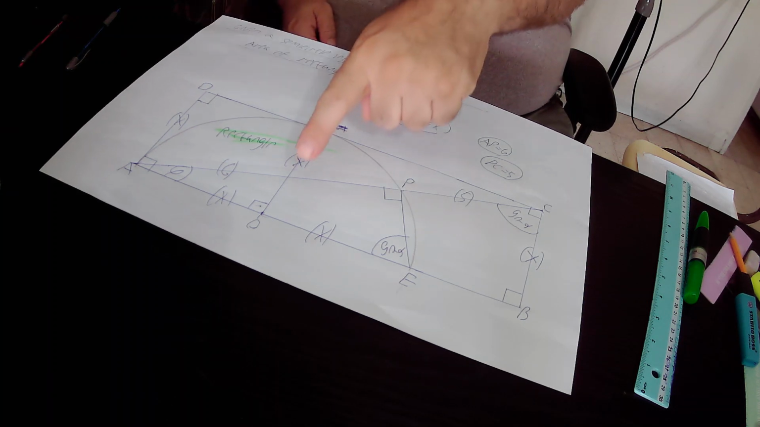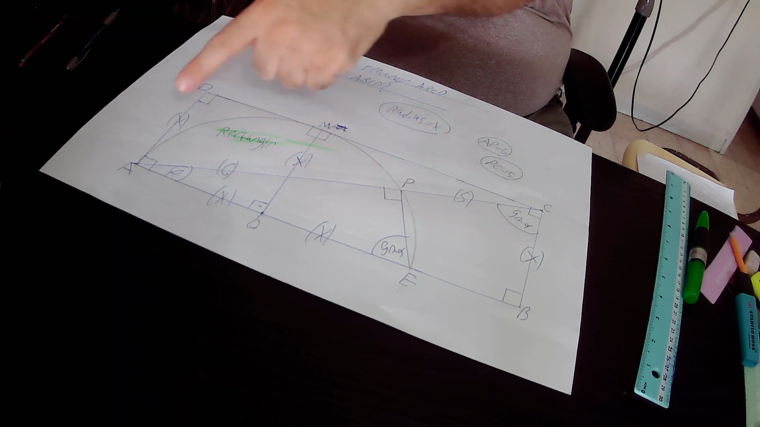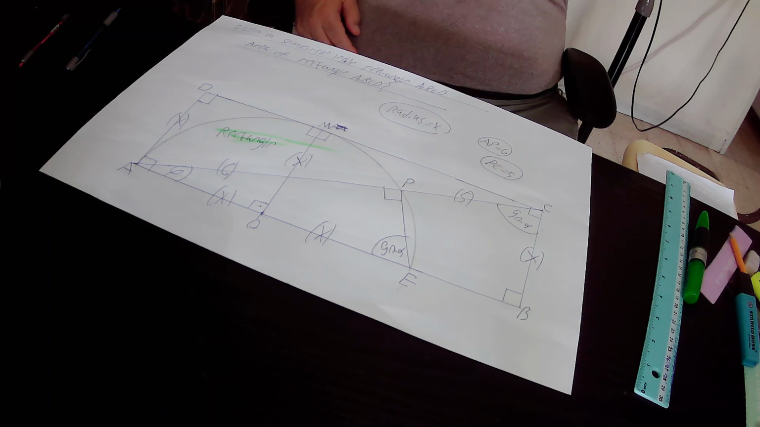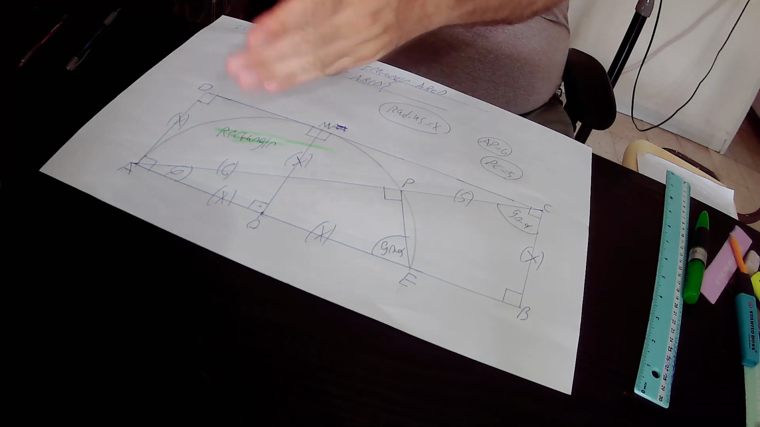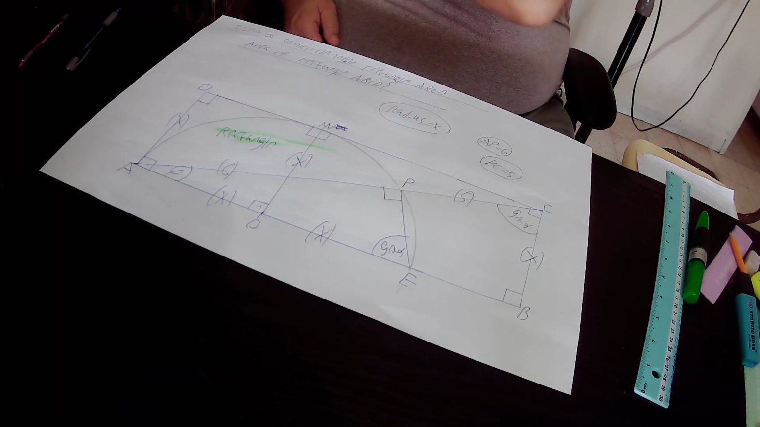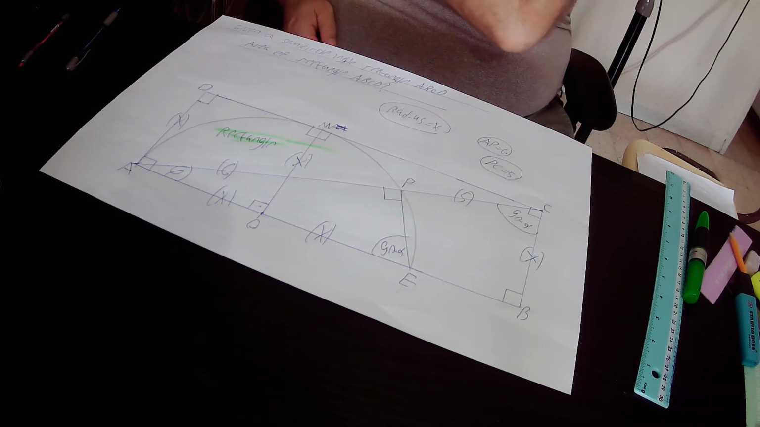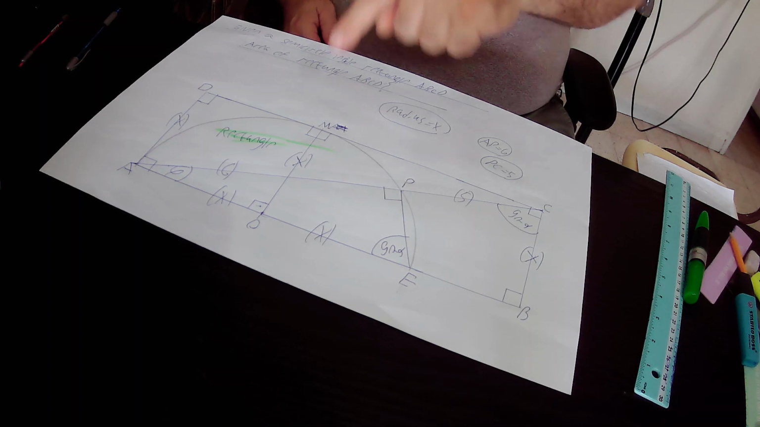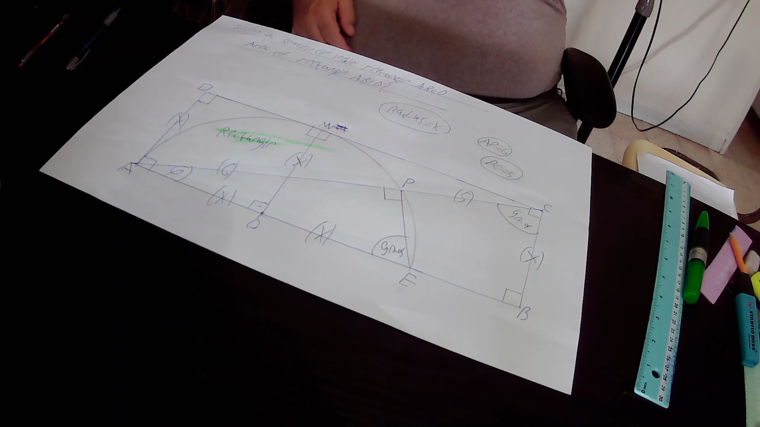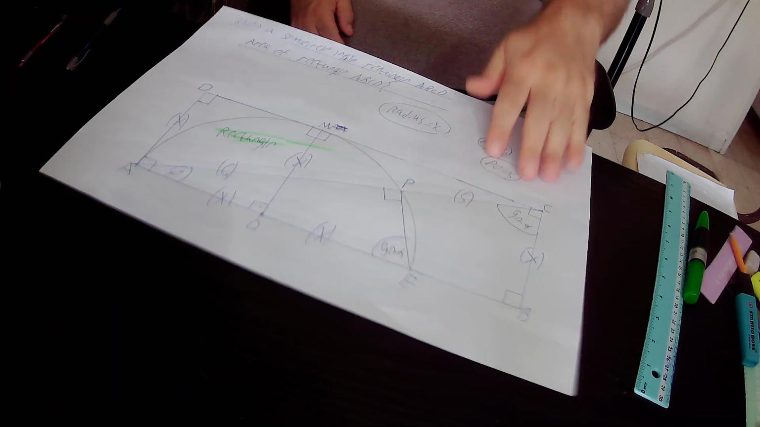Point O is the center of this semicircle. Point A is a point on the semicircle itself. Therefore, OA is the radius of this semicircle. That is x. Likewise, OE is also the radius of this semicircle, that is equal to x. We join points O and M together by a straight line. OM is of course the radius of this semicircle, that is equal to x.